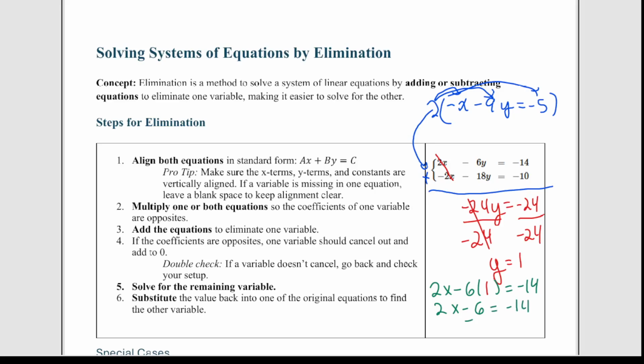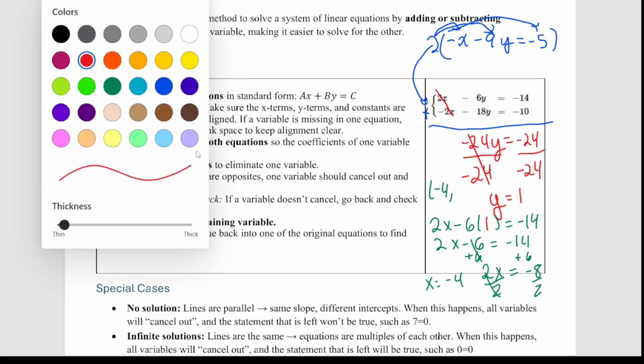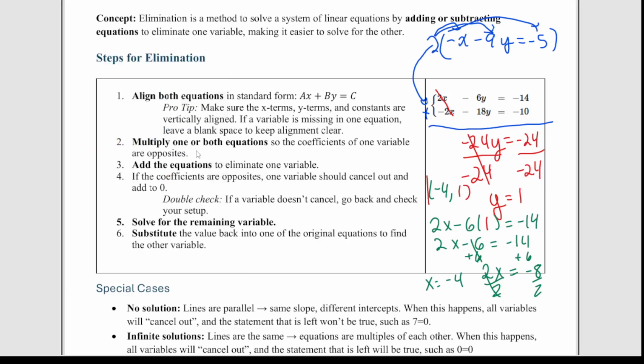We want to get x by itself, so we're going to undo subtracting 6 by adding 6 on both sides. I end up with 2x is equal to negative 8. And then as a final step, you will divide both sides by 2 to get that x is equal to negative 4. So you would have just confirmed that your full coordinate that's a solution is negative 4, comma 1. And you're encouraged to also plug that into your other equation just to make sure that it does indeed work, which in this case, if you did, you would get what? 8 minus 18, which does indeed get you negative 10, so you're good.